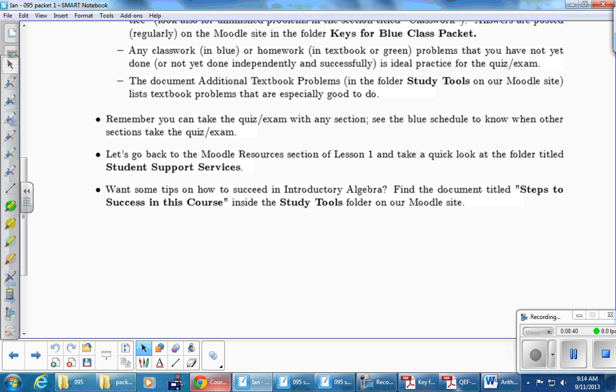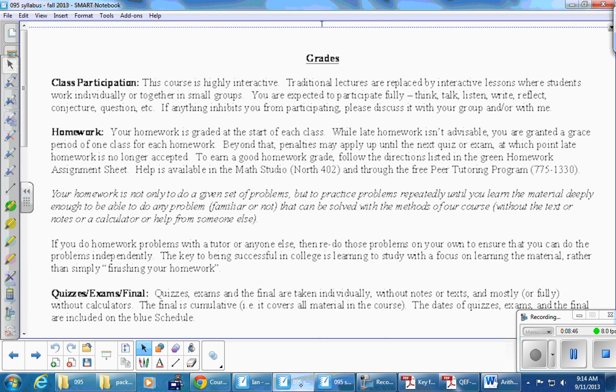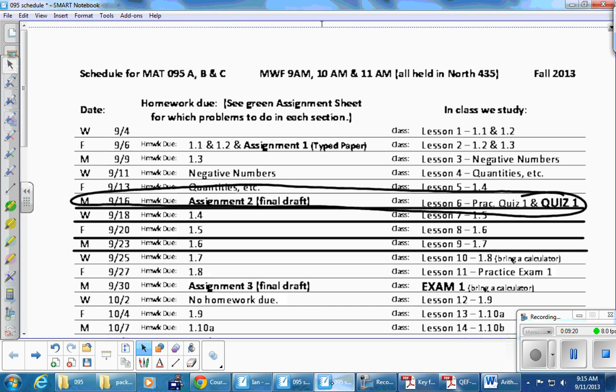One last thing about the homework. In terms of the homework, we haven't really talked about my late homework policy. Late homework isn't advisable, but you're granted a grace period of 1 class for each homework assignment. So if you didn't have the homework for me today, I will take it from you next class, which is Friday, without penalty. And I will always give you that grace period. I know sometimes life gets in the way of doing algebra homework every other night. I will accept homework later than 1 class period away, up to a point. There might be lateness penalties if you turn it in too late, but here's the point that I will take your homework up to.